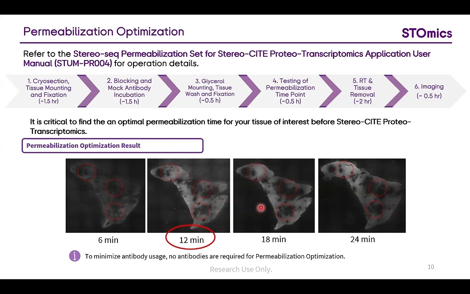And you see the 18 and 24 minutes are actually not very even. They're giving you uneven signals, and the details of the structure of the tissue cannot be seen. And the 6 minutes is pretty dim in terms of the signals. And as I mentioned, to minimize the antibody usage, no antibodies are required for permeabilization optimization.